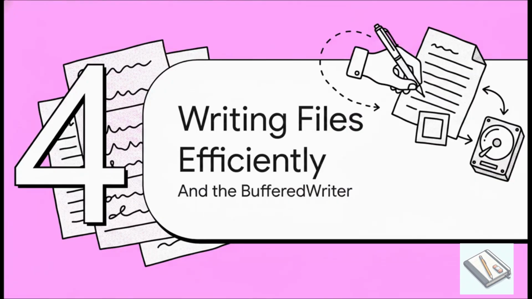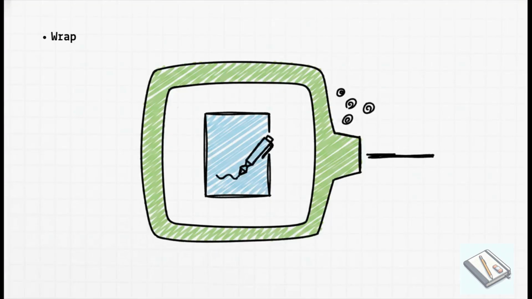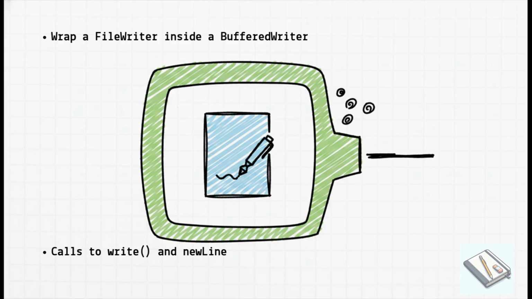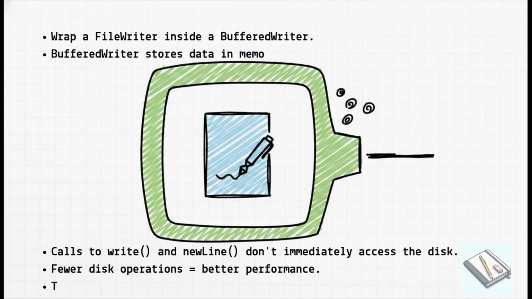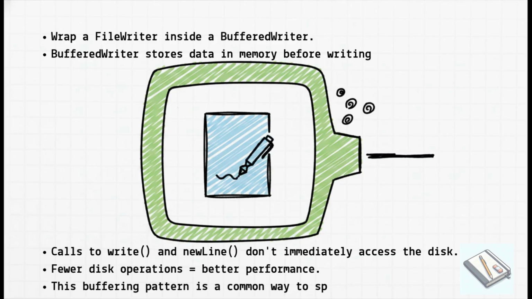Okay, so that takes care of reading. But what about writing? Well, the logic is almost identical. And for this, we've got the BufferedWriter. And yeah, this pattern should look really familiar by now. We create a standard FileWriter, and right away, we wrap it in a BufferedWriter. Now, whenever we call methods like write or newLine, our program isn't hitting the disk every single time.